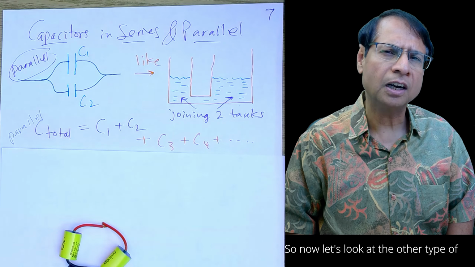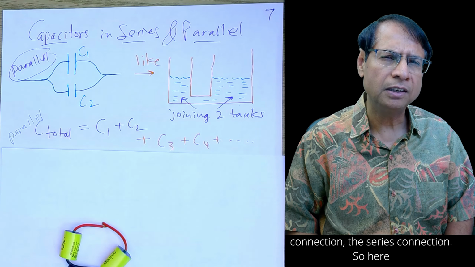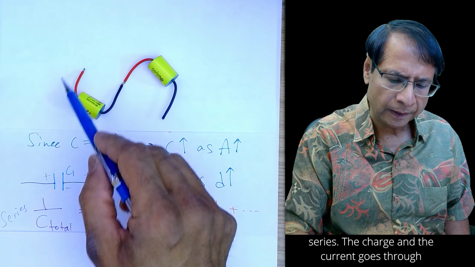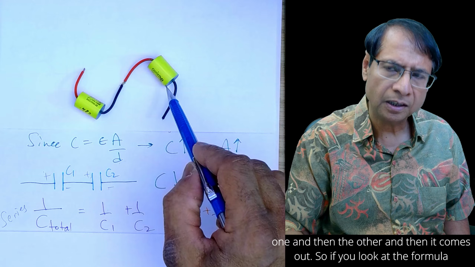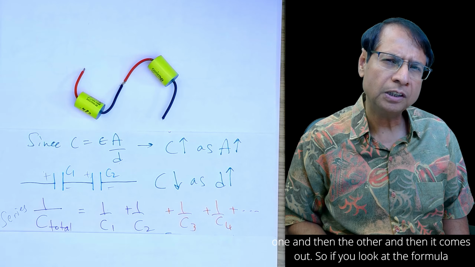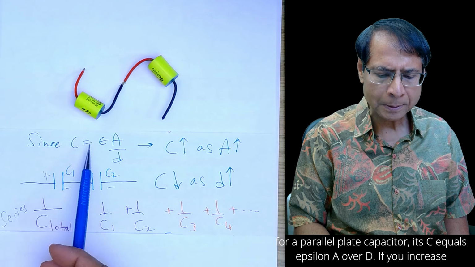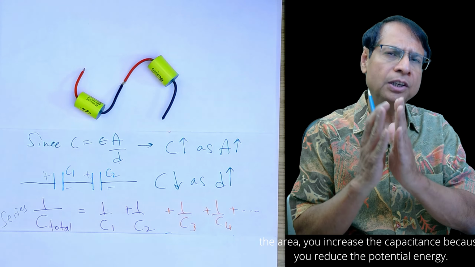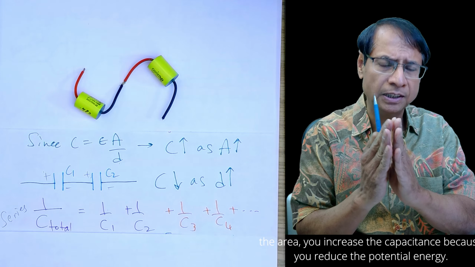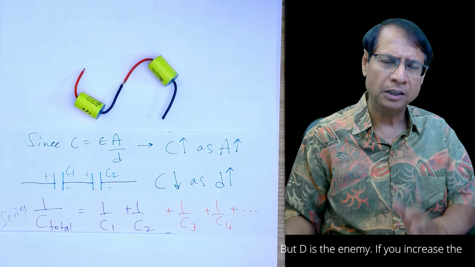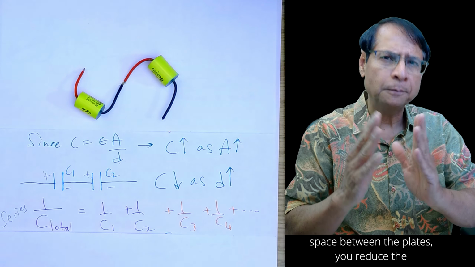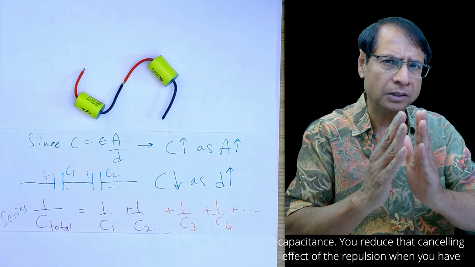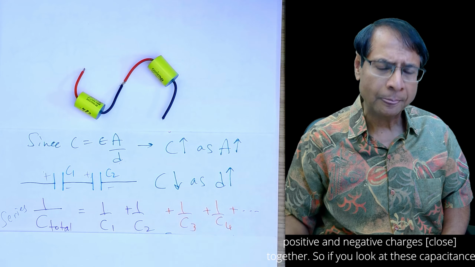So now let's look at the other type of connection, the series connection. Here are a pair of capacitors connected in series. The charge and the current goes through one, and then the other, and then it comes out. If you look at the formula for a parallel plate capacitor, it's C equals epsilon A over D. If you increase the area, you increase the capacitance because you reduce the potential energy. But D is the enemy. If you increase the space between the plates, you reduce the capacitance. You reduce that canceling effect of the repulsion when you have positive and negative charges together.